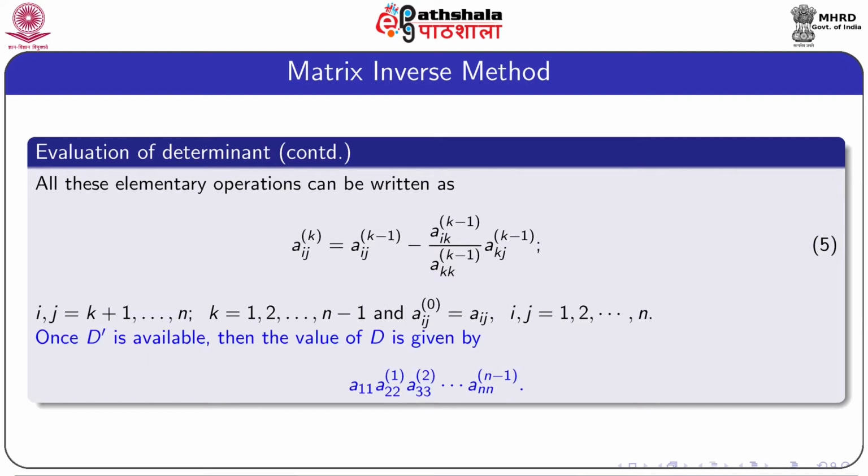So, if the determinant D is converted to the upper triangular determinant D dash, then the value of the original determinant D is given by a_11 into a_22^(1) into a_33^(2) up to a_nn^(n-1). That means the product of the diagonal elements of D dash is the value of the determinant D.